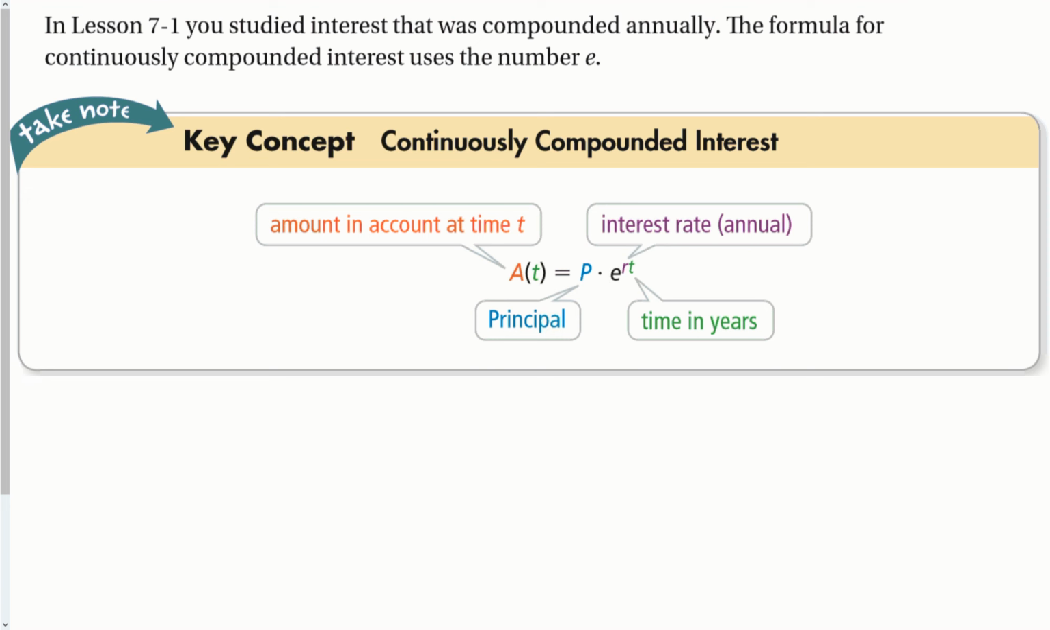E is my new constant, 2.7, but we don't use that, just like we try not to use 3.14 for pi. We try to find the actual pi button on our calculator. It's the same thing. We should be able to find the E button on your calculator. Same idea. P, E to the RT power. Interest rate, annual interest rate, and then time in years, or monthly interest rate, time in months, whatever, as long as these two time frames match. Normally we would see years, however.